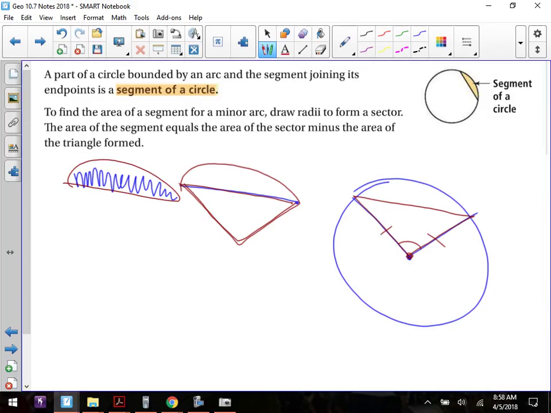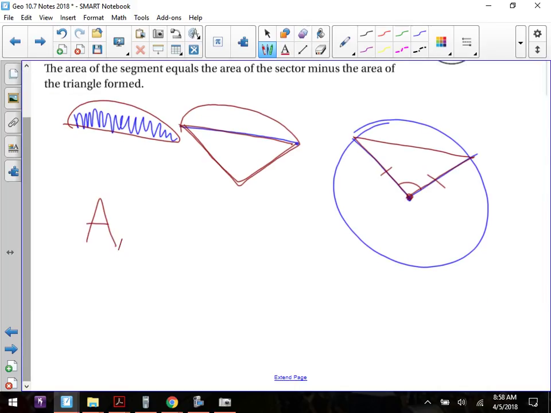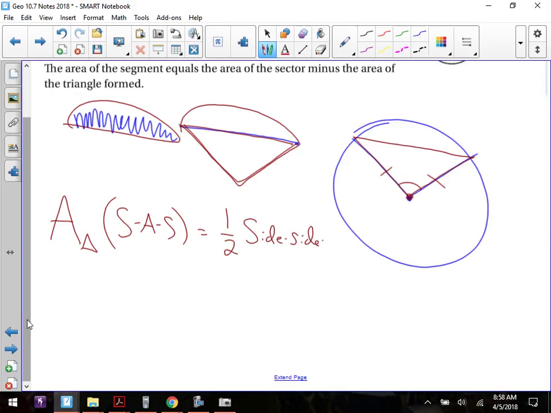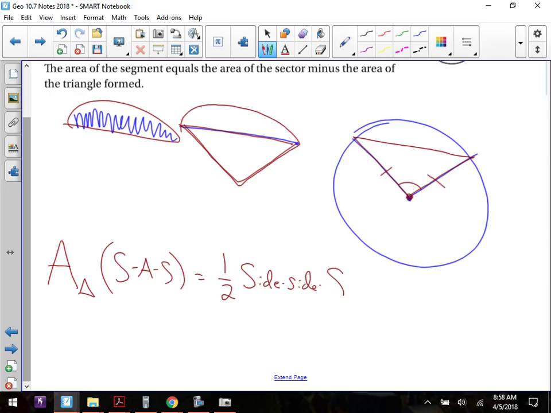So here's how you do this. When you have this area of a triangle, and this only works for side angle side, it's going to equal 1/2 side times side, times the sine of the angle. It's a nice little shortcut way of finding areas of triangles if you have side angle side.